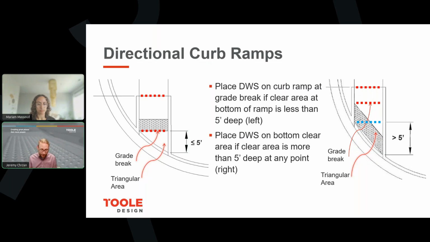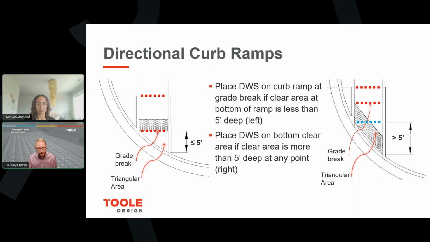And in that case, ODOT recommends that we then shift the grade break back so that we are not cutting or putting part of the detectable warning surfaces on the ramp and then part of them on the triangular area at the bottom of the ramp. Really, that relates to maintenance and longevity. If you cut detectable warnings, that's going to become a point of failure.